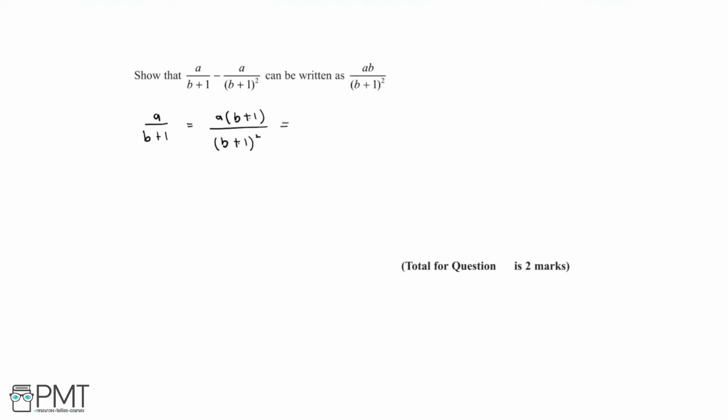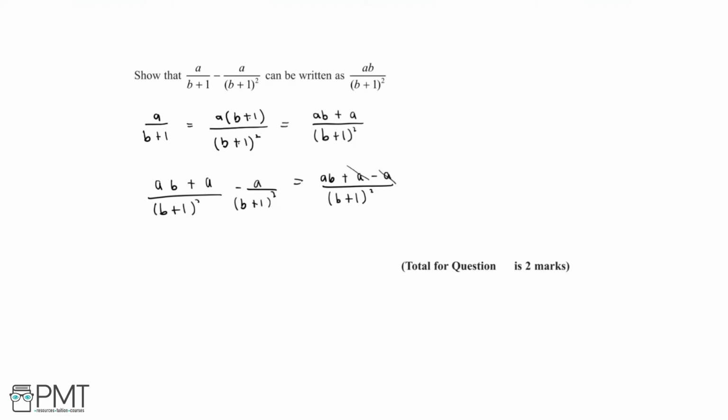And we can expand the brackets in the numerator, and so ab plus a over b plus 1 squared. Now we can say that ab plus a over b plus 1 squared take away a over b plus 1 squared. And to find the answer for this, since we have a common denominator, we can write this in a simpler way. And so we can say that ab plus a minus a over b plus 1 squared. Now plus a and minus a will cancel out, and we're left with ab over b plus 1 all squared.